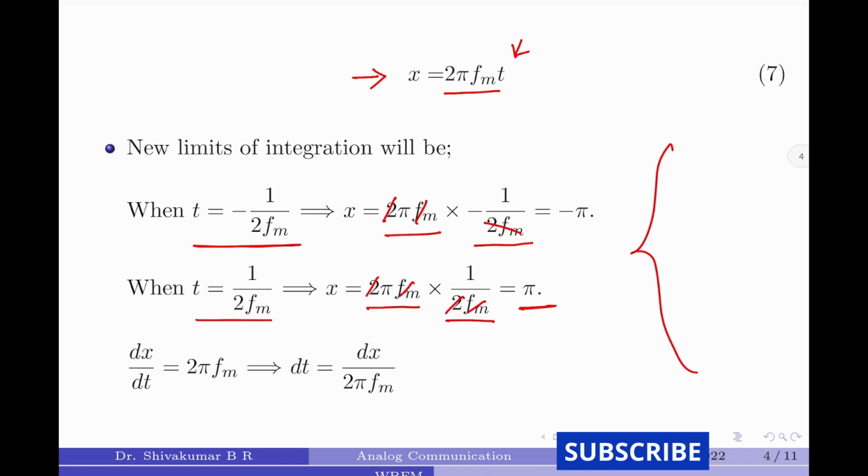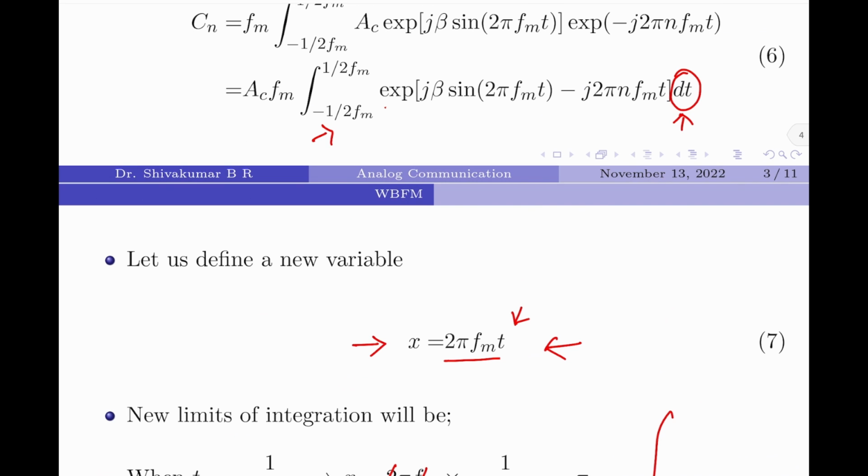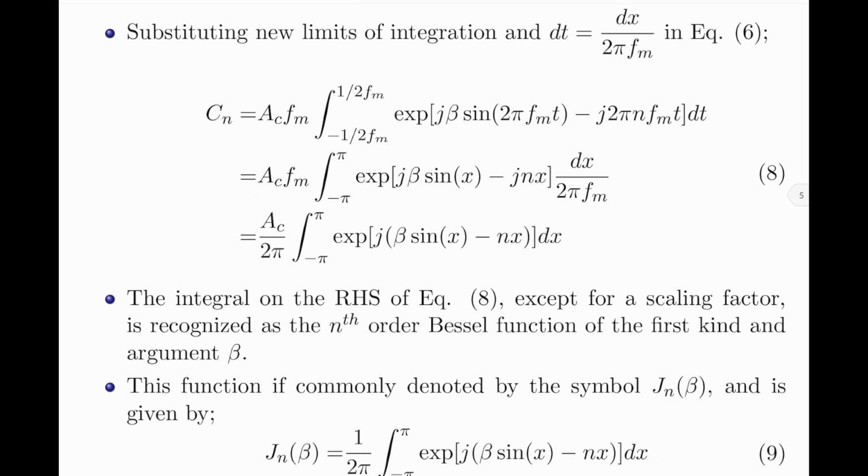Lastly, to find the dt, I will differentiate equation 7 with respect to t, which is shown here. So, dx by dt equals 2 pi fm, and differentiation of t with respect to t is 1. So, the answer is 2 pi fm itself. Now, since I am interested in dt, I will rearrange this equation to obtain dt as dx divided by 2 pi fm. Well, with that we have now found the new limits of integration as well as the value of dt itself. Let us now go back to equation 6 and replace these terms, which is shown here.